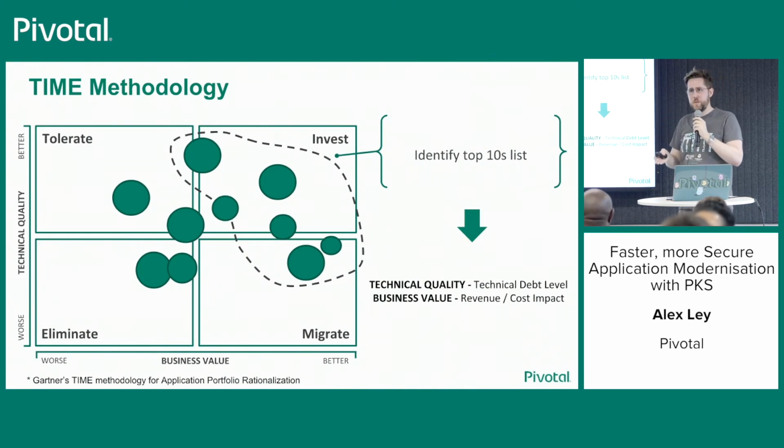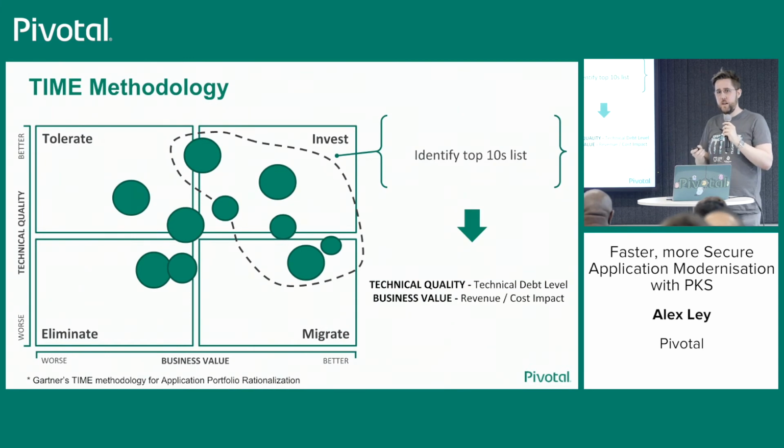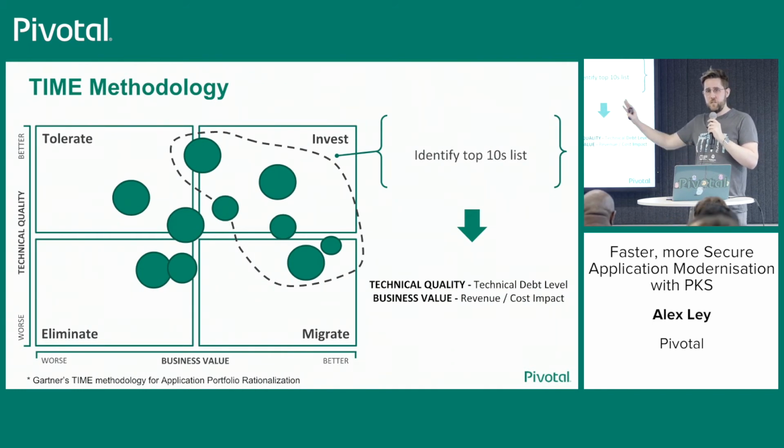So how good a shape is it in? How much investment are we going to have to make to get it to run on something like PKS? And so when we think of tolerate, this is the sector where it's not great, and it's not really important to us to change right now. So let's just leave this alone.